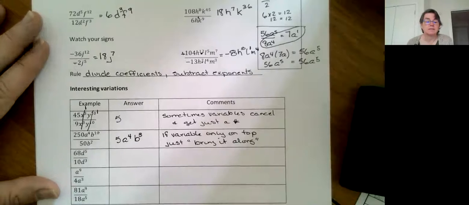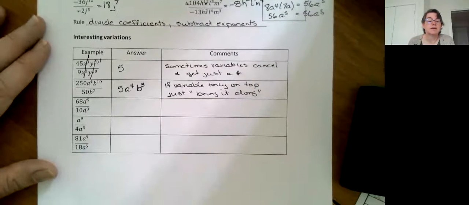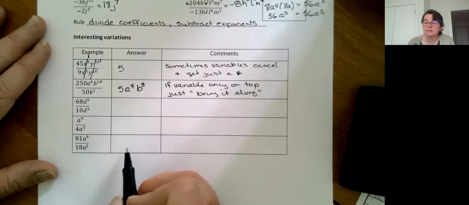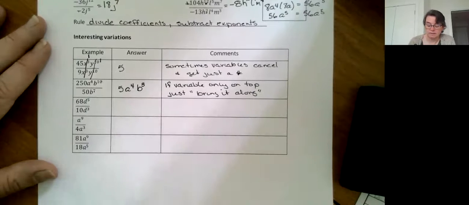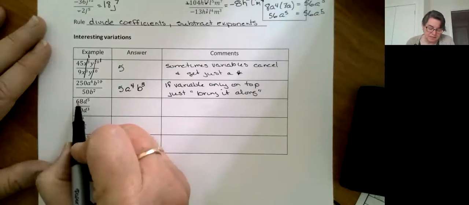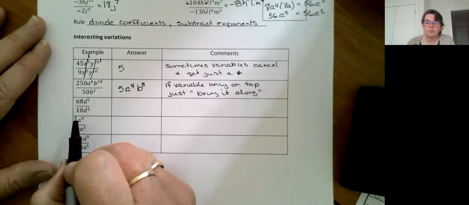All right, let's look at the next question. You know what? I'm going to challenge you. Why don't you do these last three? Don't worry about the comments, but just see how you did with these questions. So turn off the video, pause it. All right. 68 divided by 10. Ow. Can that happen? Yes. Okay.